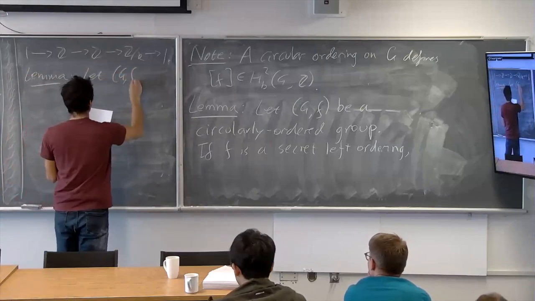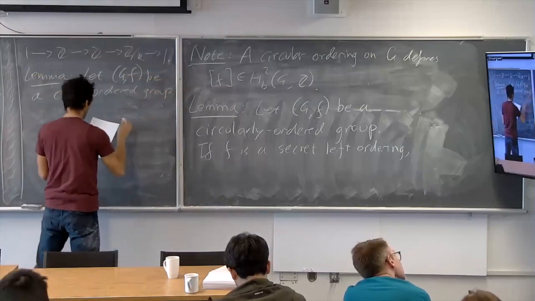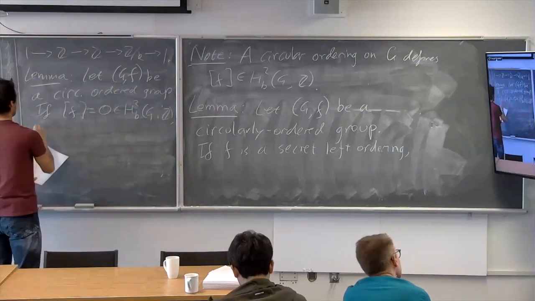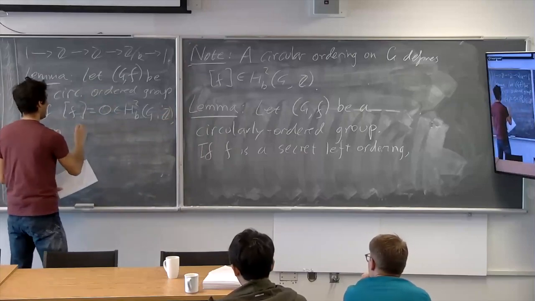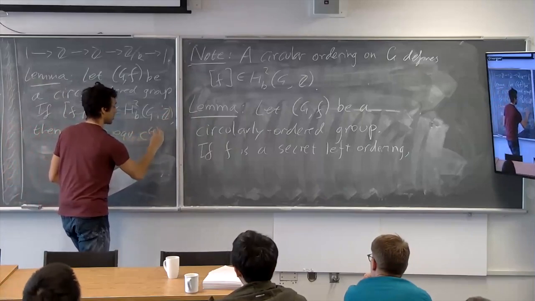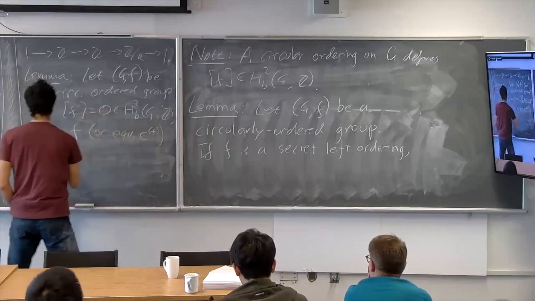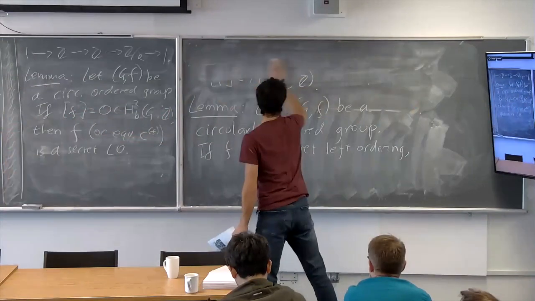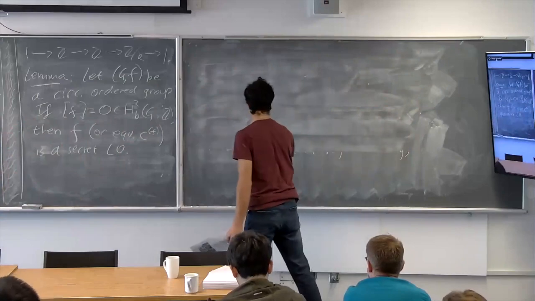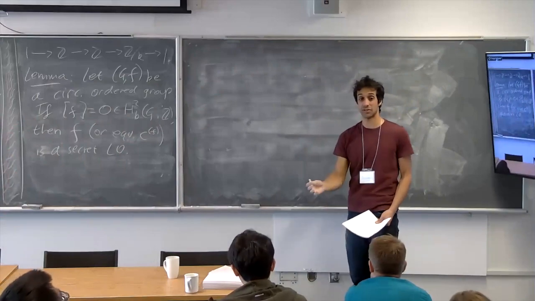Let G, F be a circularly ordered group. If F is 0 in bounded cohomology, or equivalently, the circular ordering corresponding to the map from triples corresponding to F is a secretly left order. This lemma gives you a complete characterization of when a circular order is a secretly left order. Just look at bounded cohomology.